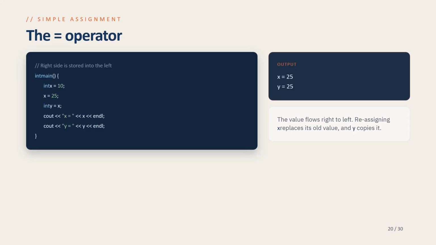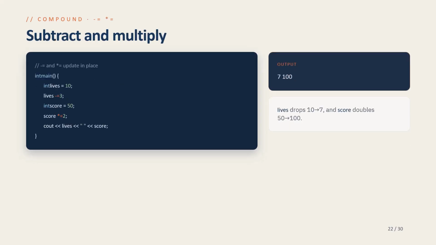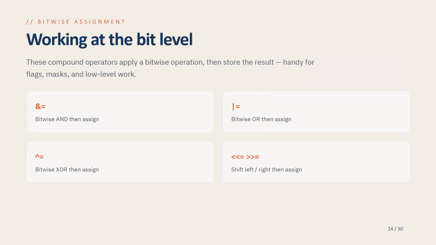And here is the assignment operator that stores the value on the right hand side into the variable on the left hand side. This is addition assignment. Here is subtraction and multiplication assignment. Next comes the division and modulus assignment. And here is the bitwise assignment.